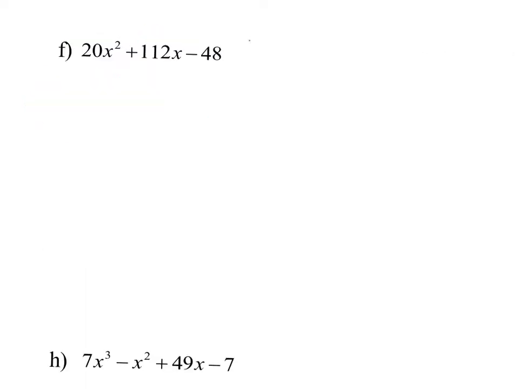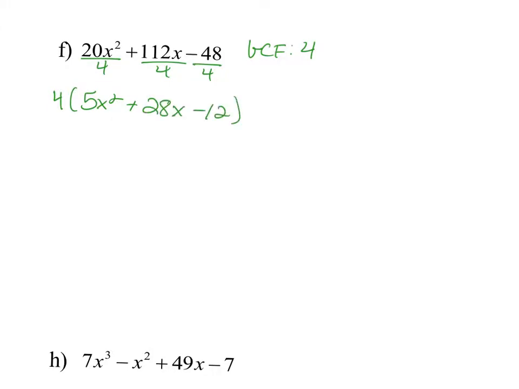On F, looks like I'm going to have some type of GCF. Let's see, 20 only has 4 and 5. So it's going to be 4. Divide everything by 4. That out front, and I have 5x squared plus, let me double check that on my calculator, don't want any mistakes, 112 divided by 4 is 28x minus 12.